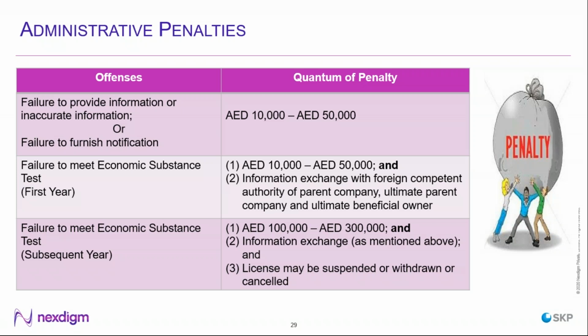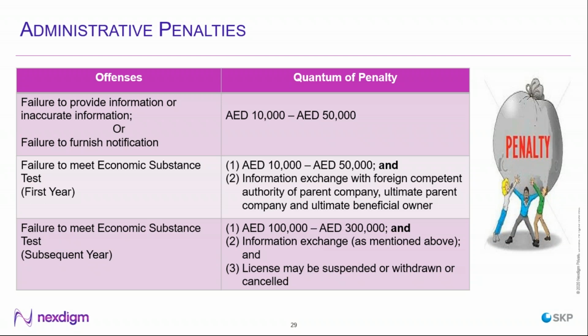So considering the importance or the objective with which these regulations have been introduced, it was very obvious that the penalties would be very stringent. And as can be seen from this slide, there are penalties for not providing or providing incorrect information. The penalties range from almost 10,000 to 50,000 AED. And similarly, if you fail to meet the economic substance test, then the first year penalty could be between 10,000 to 50,000. However, in the subsequent year, the penalty could be as high as 1 lakh to 3 lakh AEDs, which is a very, very stringent penalty in my view. And that really highlights the kind of importance that the ministry has assigned to this economic substance regulations.